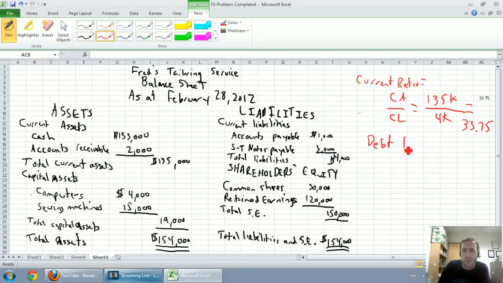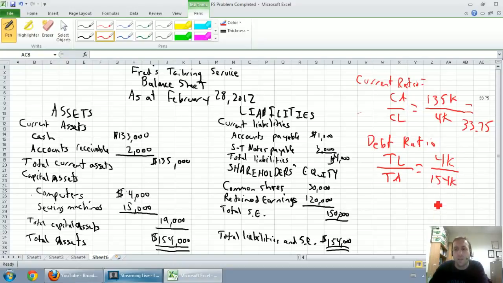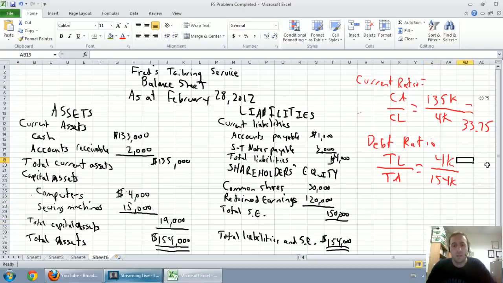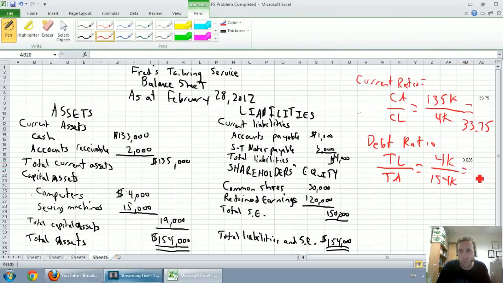Next is our debt ratio, and debt ratio is total liabilities divided by total assets, and debt ratio is generally going to be a percentage. So our company's total liabilities here was 4, the same as our current liabilities, and our total assets is 154. Again, I'm going to have to calculate this in Excel here. Equals 4 over 154. It's 0.026. So let me just grab the pen. Equals 0.026, or 2.6%. So what this tells us is the percentage of the company that's owned by our creditors. So if I were to take all of my assets and pay off all of my liabilities, it would take 2.6% of my assets to pay my liabilities.